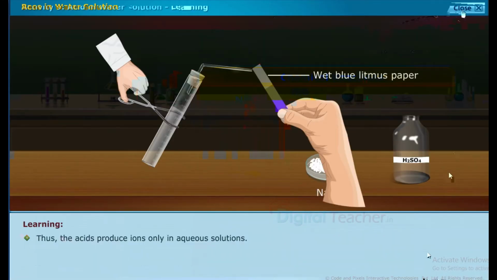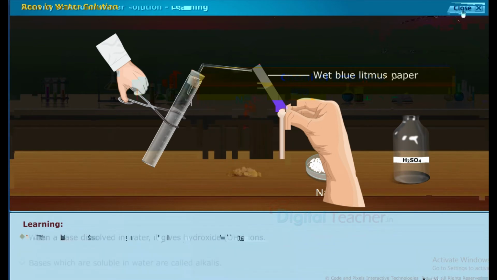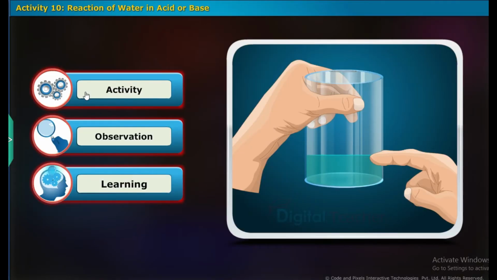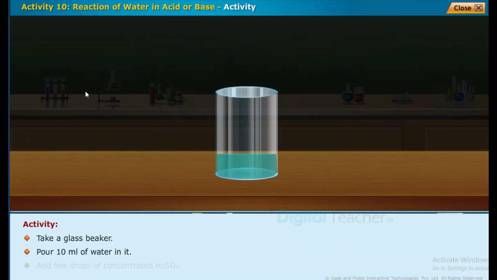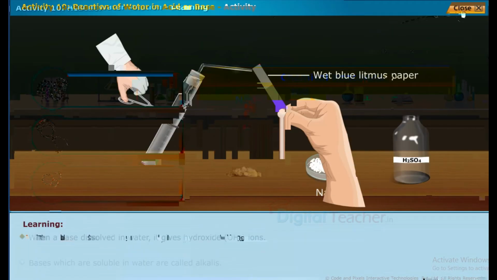Let us do an activity to observe what is involved when water is mixed with an acid or a base. Take a glass beaker. Pour 10 ml of water in it. Add a few drops of concentrated sulfuric acid.